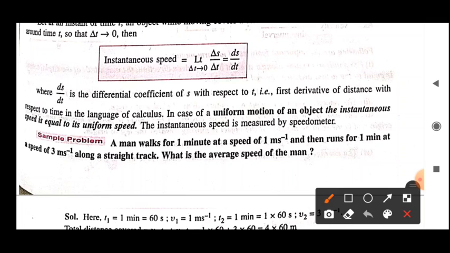So if your motion is uniform motion, what is it? The simple thing is that the speed is uniform there. So if a body is moving with uniform speed, then that time it is called uniform motion. For example, where can we measure the instantaneous speed? In vehicles we are using speedometers. So a speedometer always measures the instantaneous speed.